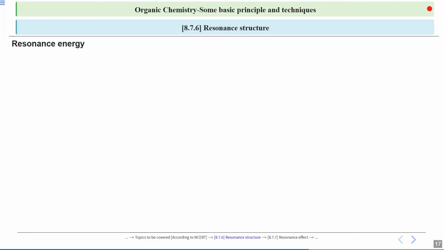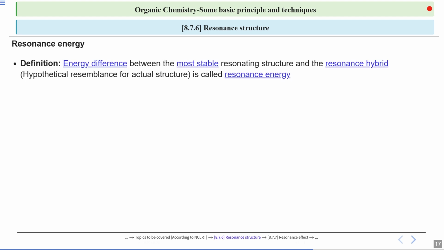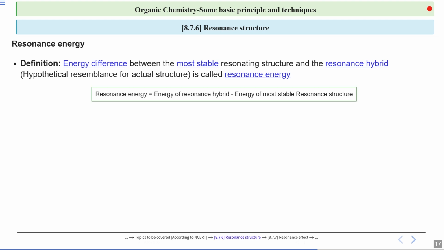Now moving on to a very important concept named resonance energy. To understand this, you have to remember what I told you about the resonance hybrid. Do you remember it? Okay, let me clarify it for you. Resonance energy is the energy difference between the most stable resonating structure and the resonance hybrid. What was your resonance hybrid? It was a hypothetical resemblance of the actual structure. We can write it in mathematical form also: resonance energy is equal to the energy of the most stable resonance structure minus the energy of the resonance hybrid.